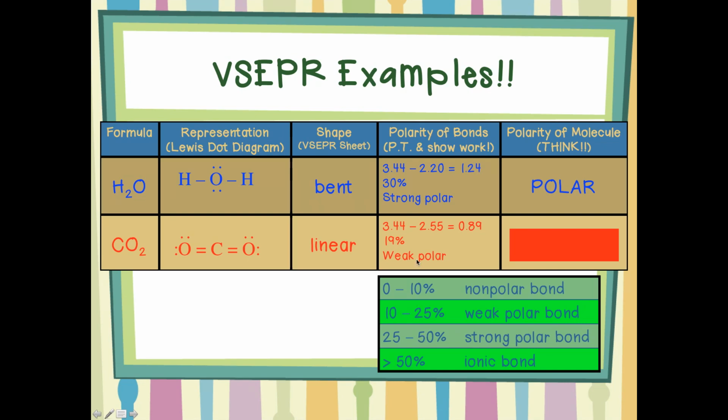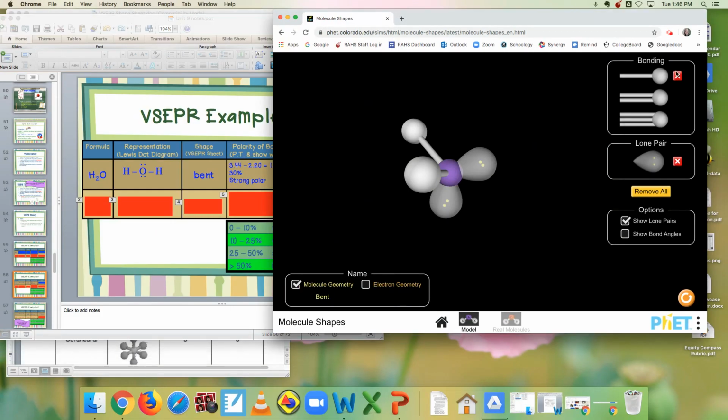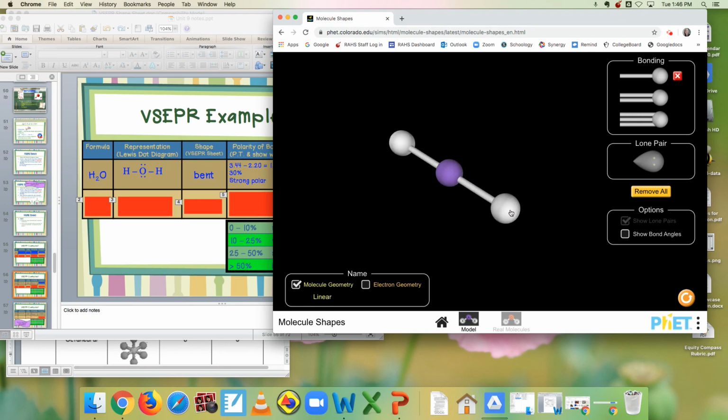Okay, let's go back to that build site and let's take a look at what this looks like. So we have 2 atoms on the central atom, but no lone pairs. So this is what it looks like. Well, take a look at this. No matter which way I spin it, does it look any different? So this is a polar bond, this is a polar bond, but take a look at it. So it's in a line, so molecular geometry, like we predicted, is linear.